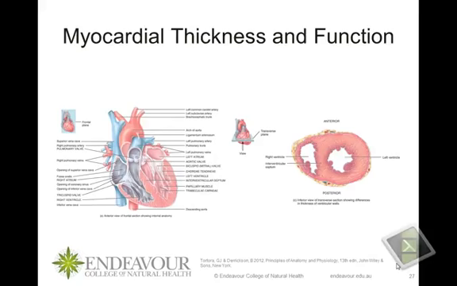If we have a look at these diagrams, we can see the difference in thickness of the myocardium. The diagram on the left shows quite a thin myocardial wall on the right side of the heart, which is the left side of the image, and a very thick myocardial wall on the left side of the heart, which is on the right side of the image. If we look at the diagram on the right, this is a transverse section cut through the ventricles. Again, you can see the right ventricle has a very thin myocardial layer, whereas the left ventricle has a much thicker myocardial layer.